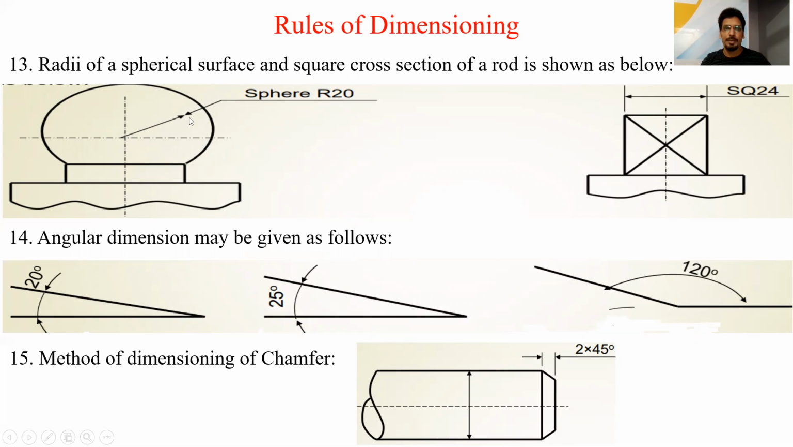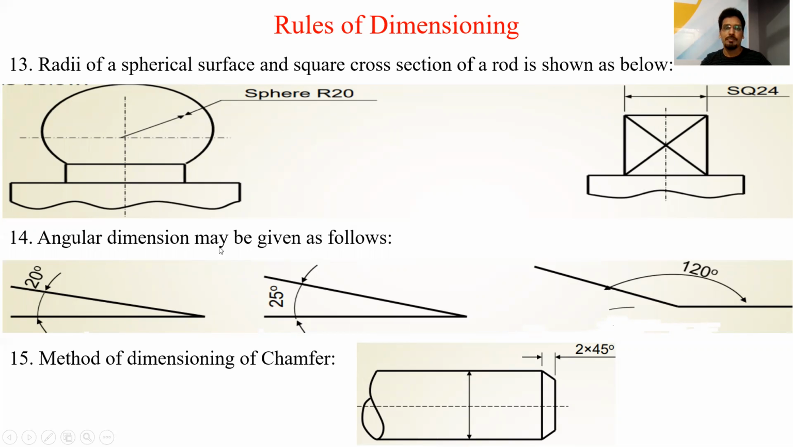We have to draw a dimension line, and then we have to draw a leader line, and over that leader line we have to write sphere R20. Or if there is a square, then we have to draw a dimension line and then write SQ 24. That represents a square of length 24 mm on each side.